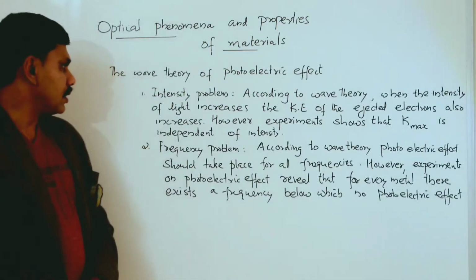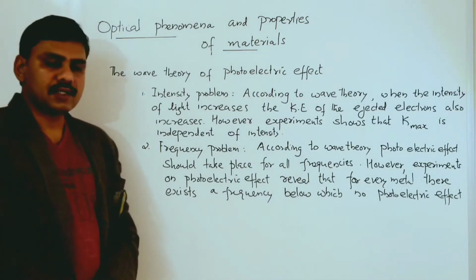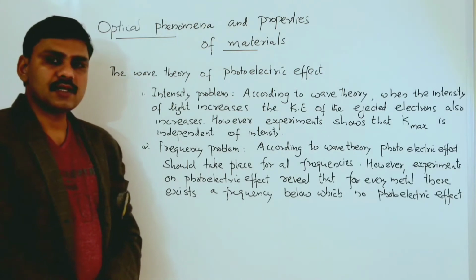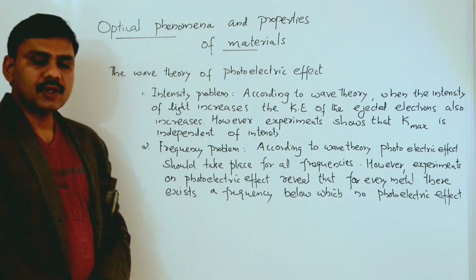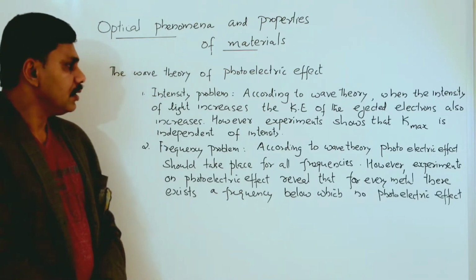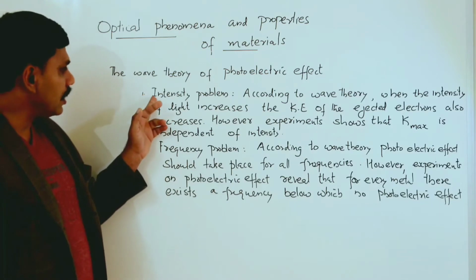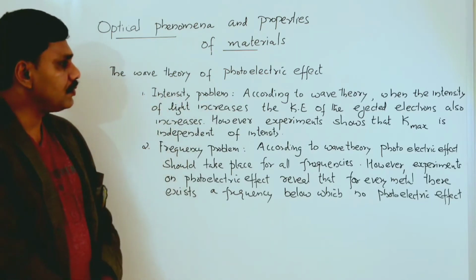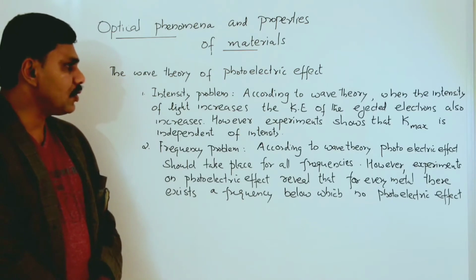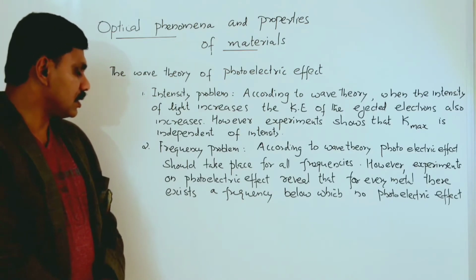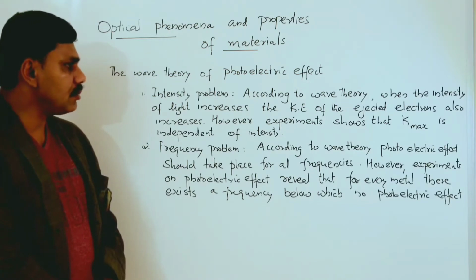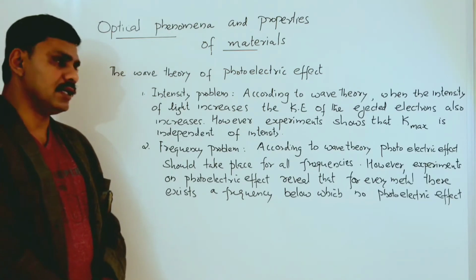Here we are discussing the wave theory of the photoelectric effect. The wave theory of the photoelectric effect was a complete failure because that theory couldn't explain the photoelectric effect successfully. The first failure was the intensity problem. According to wave theory, when the intensity of light increases, the kinetic energy of the ejected electrons also increases. However, experiments show that the maximum kinetic energy is independent of intensity.